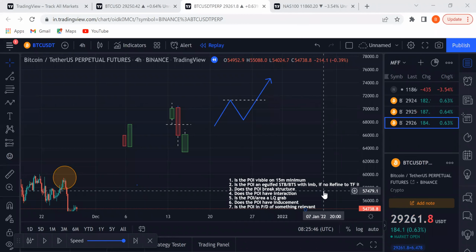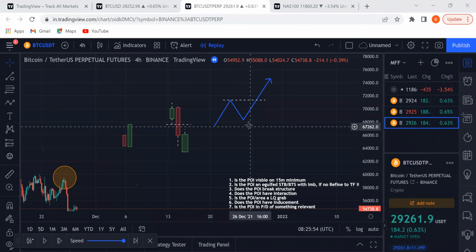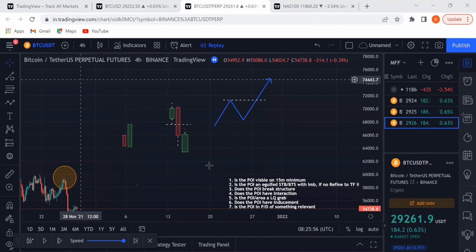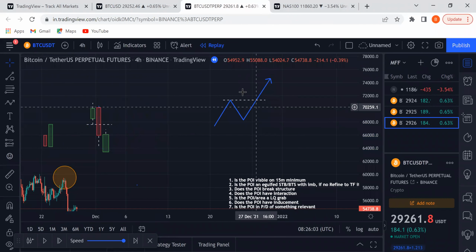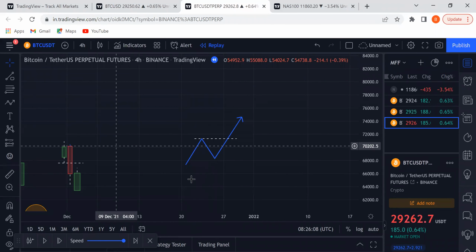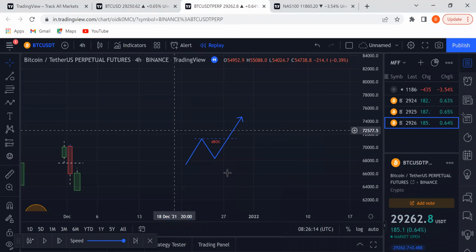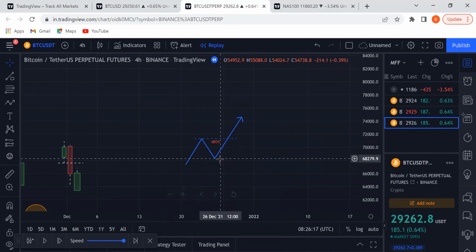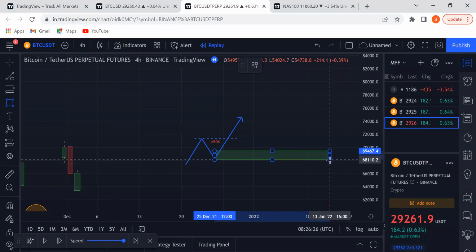Now, does the POI have interaction? Now, what do we mean by does the POI have interaction? Now, let's say we have the POI here. Let's assume this is the price action we are looking at. These are these small parts here. Now, we had a break of structure here. This is a break of structure, right? We have a break of structure at this point. Now, we are looking for our POI. Let's say we have our POI at this area, right?